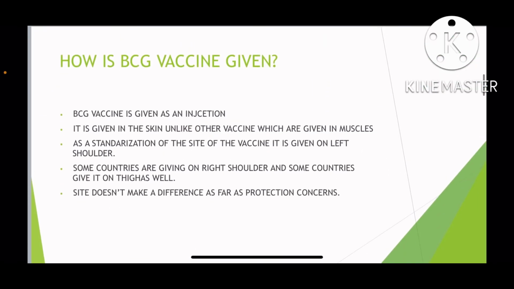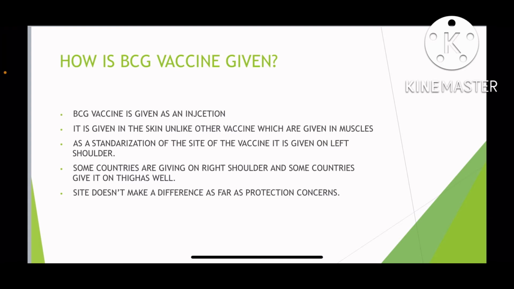Now, the next question parents ask is how this BCG vaccine is given. BCG is an injectable vaccine. It is given into the skin. Most vaccinations are given into the muscles, but the BCG vaccine is given into the skin. It is given on the left side of the arm near the muscle known as the deltoid muscle, so in the skin of the arm near the shoulder. It was given on the left side as a standardization all over.